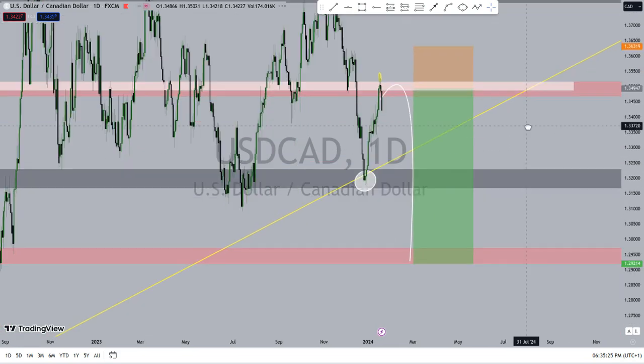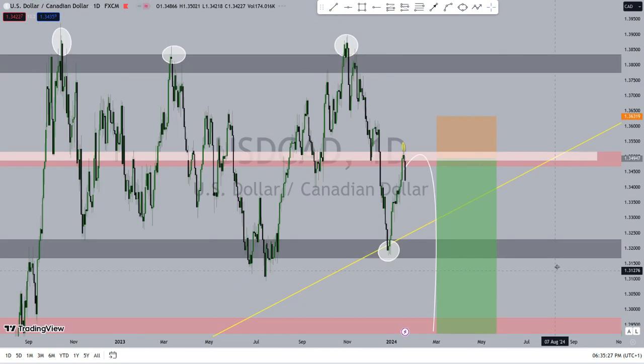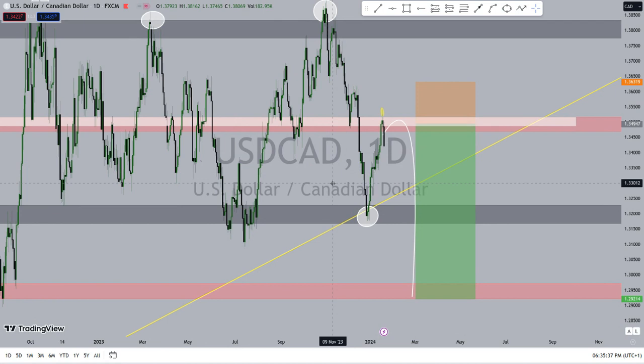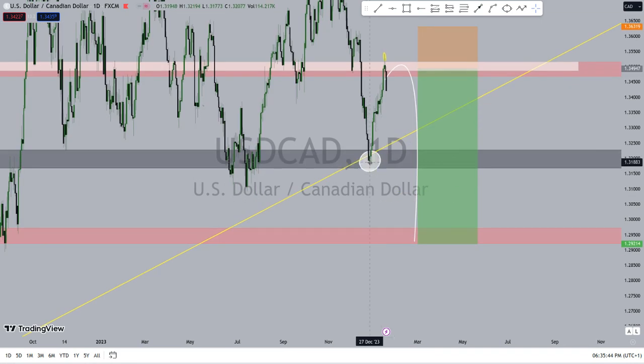So guys, this is USD CAD. In my previous video I was projecting USD CAD to come and give us bearish momentum to the downside after price was right about this region. I was looking for USD CAD, the US dollar against the Canadian dollar, to break below, but it did respect this trend line.